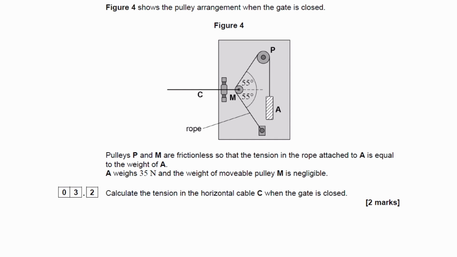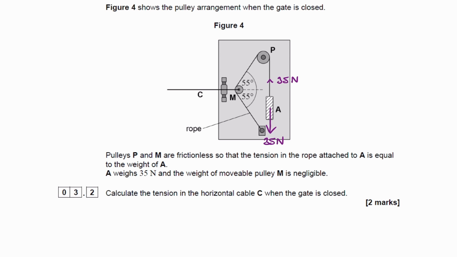Okay, so for 3.2, figure 4 shows the pulley arrangement when the gate is closed. Pulleys P and M are frictionless, so that the tension in the rope attached to A is equal to the weight of A. A weighs 35 newtons, and the weight of the movable pulley M is negligible. Calculate the tension in the horizontal cable C when the gate is closed. Okay, so we know that the weight of A is 35 newtons, and the tension in the rope that is attached to A is also 35 newtons.